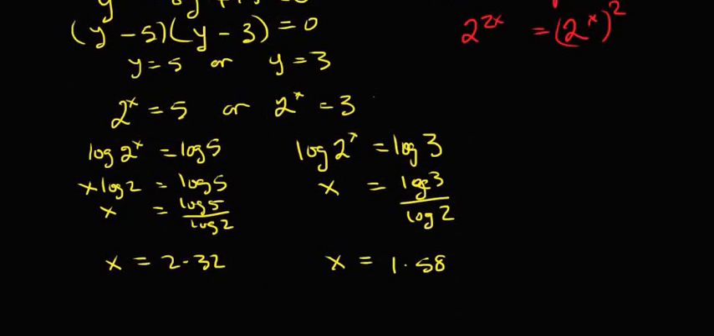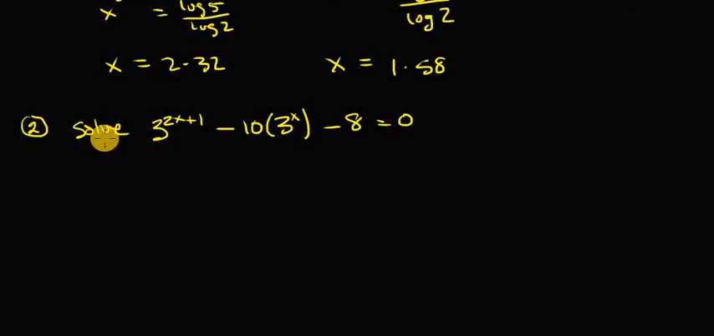So let's have a look at the second one. So this example here, solve 3 to the power of 2x plus 1 minus 10 by 3 to the power of x minus 8 is equal to 0. It's very similar in form. We still have the 3 to the power of x here, like this number in the brackets, 3 to the power of.